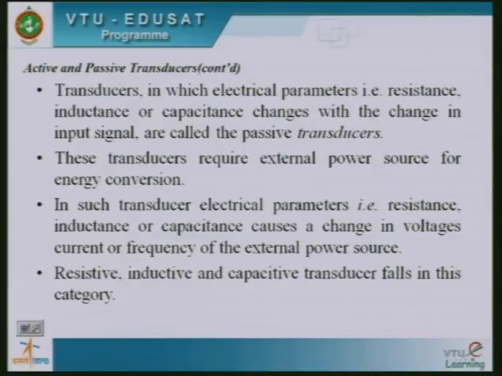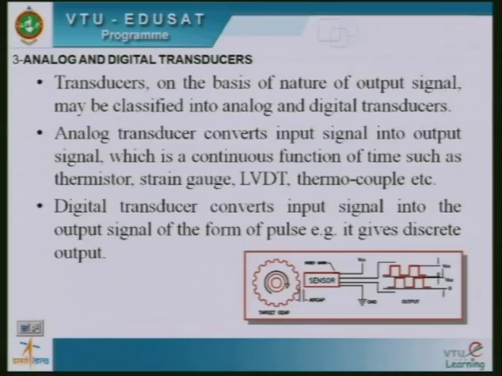So we are now able to classify transducers into two different categories, active and passive. Earlier we saw transducers classified as what? Primary and secondary. Yes. Transducers can also be classified as analog and digital transducers. Now let us understand what is meant by an analog transducer and what is meant by a digital transducer.